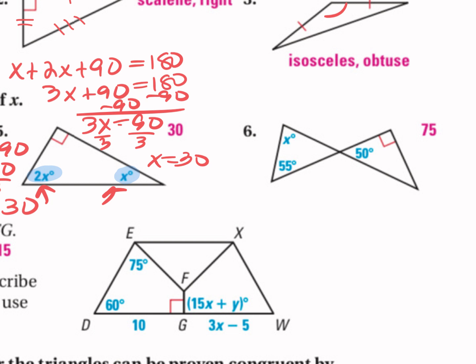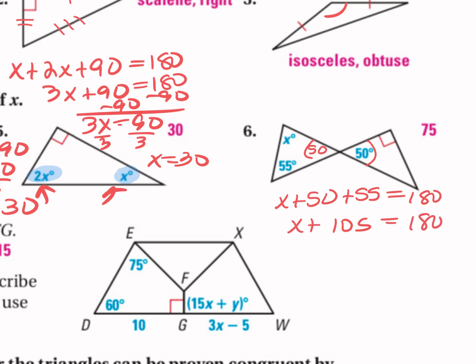For number 6, what I need to do here is find the value of x. So if you recognize that this is a vertical angle pair here, the bow tie, then I can just take x plus 50 plus 55 and set that equal to 180. I can go ahead and add, and I get 105. Then I have to subtract 105 from both sides, and I get x equals 75. So this one brought in vertical angles as well as the triangle sum.